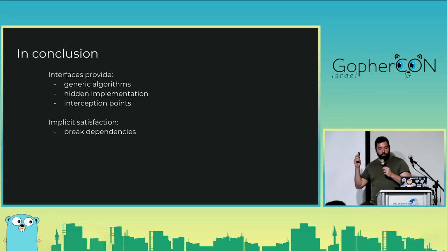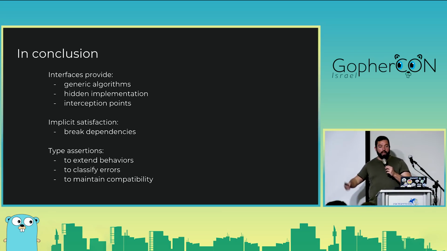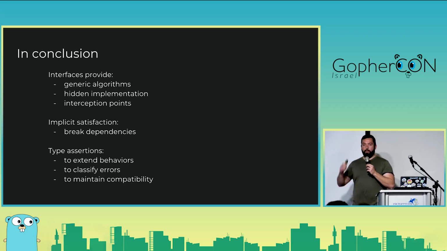So in conclusion, interfaces provide generic algorithms. They allow you to hide implementation. They provide interception points. The implicit satisfaction breaks dependencies. Type assertions allow you to extend behaviors, classify errors, and maintain compatibility. Great.